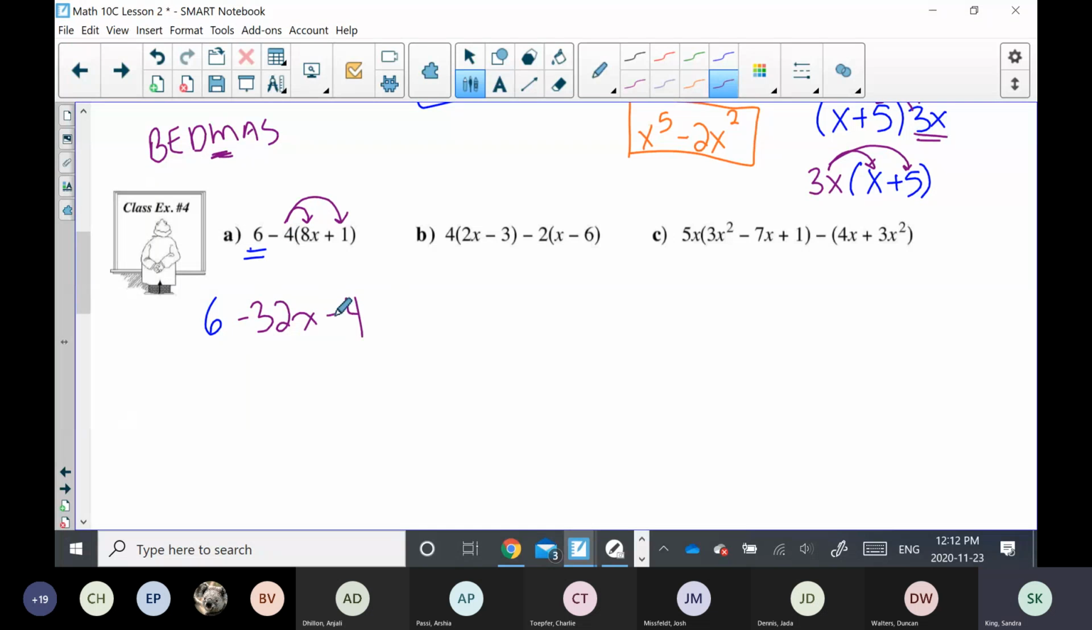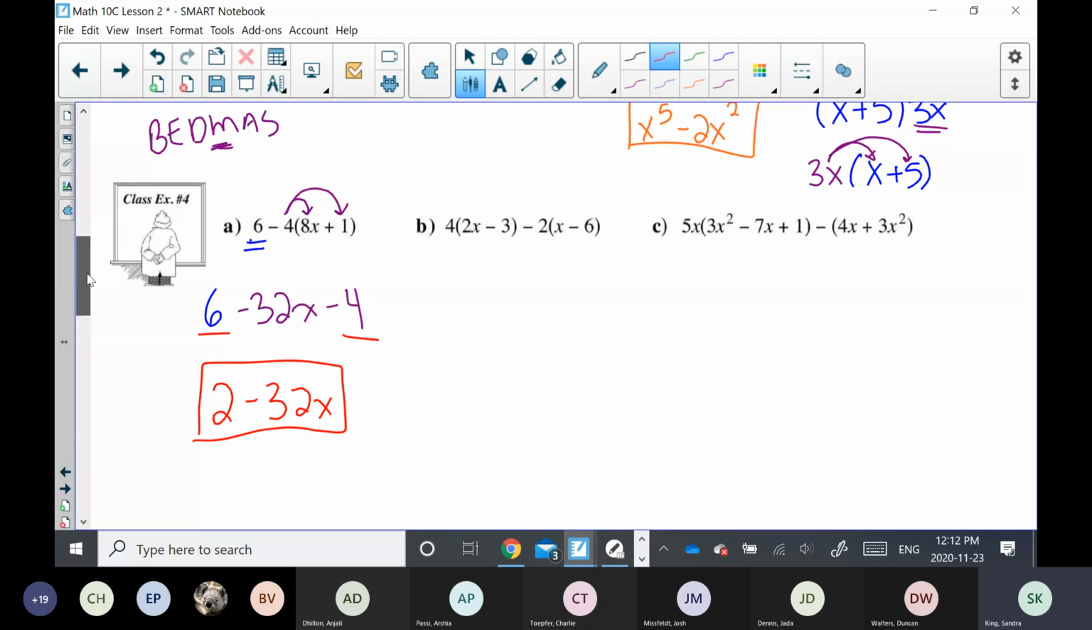From here, the question actually says expand and simplify. So this is called expanding. Expanding is getting rid of your brackets. And then what you need to do is say, are there any like terms that I could join together? These would be my like terms. 6 minus 4 is 2, and then minus 32x. So this is my answer expanded for 1 mark, and this is my answer simplified for the other mark.